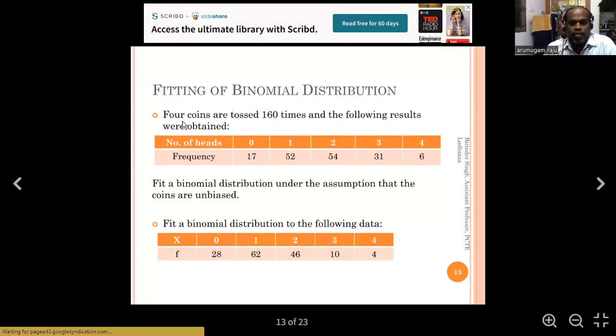For example, here we have 4 coins. Our 4 coins are tossed 160 times and the following results were obtained. Number of heads 0, 1, 2, 3 and 4, and the corresponding frequency values are 17, 52, 54, 31 and 6. With this we have to fit the binomial distribution.